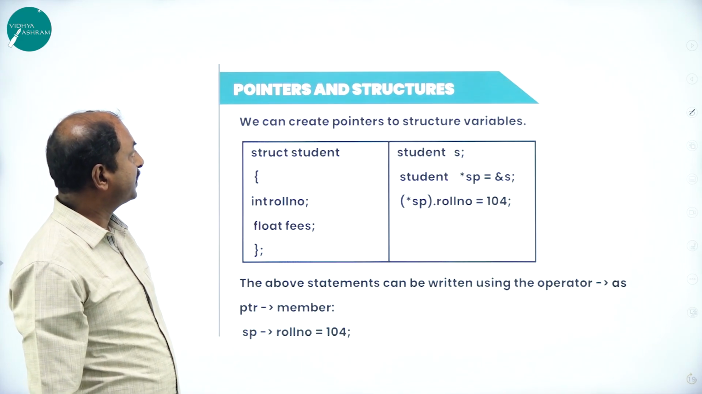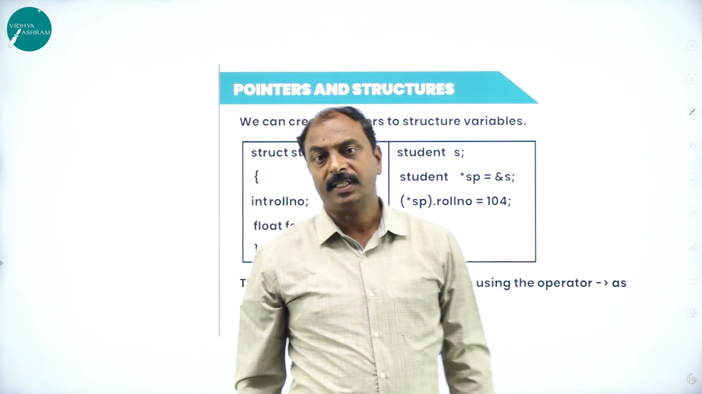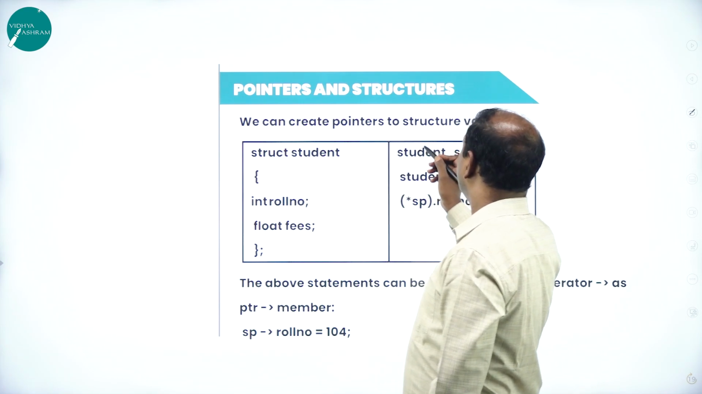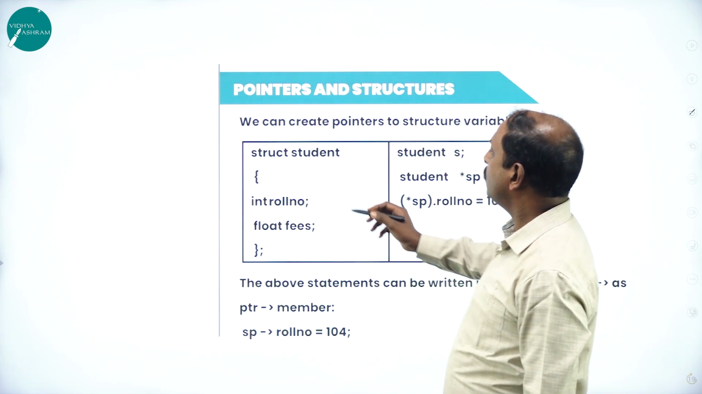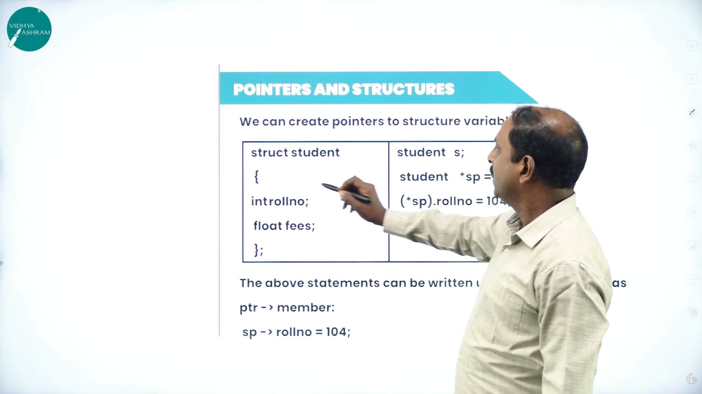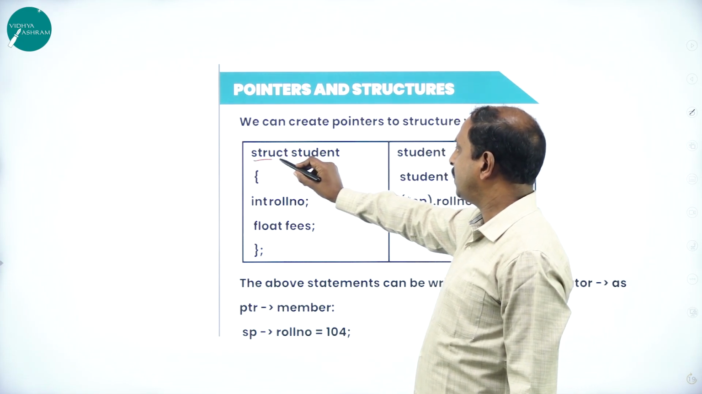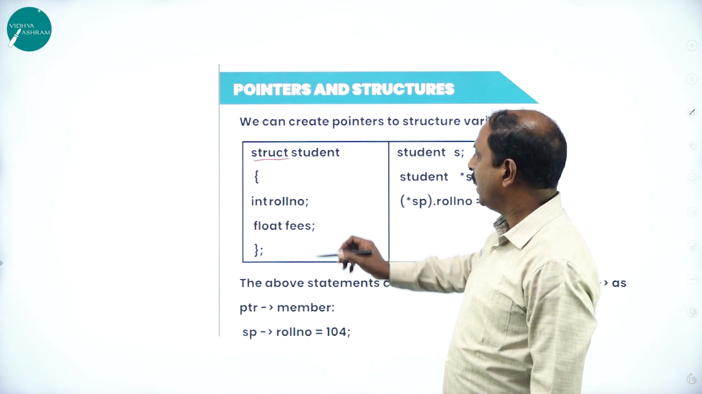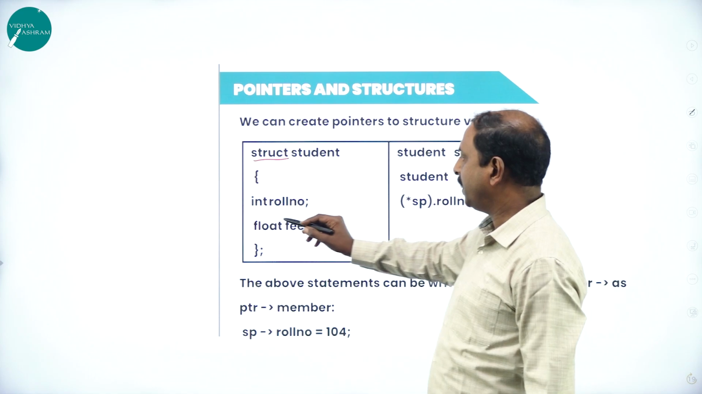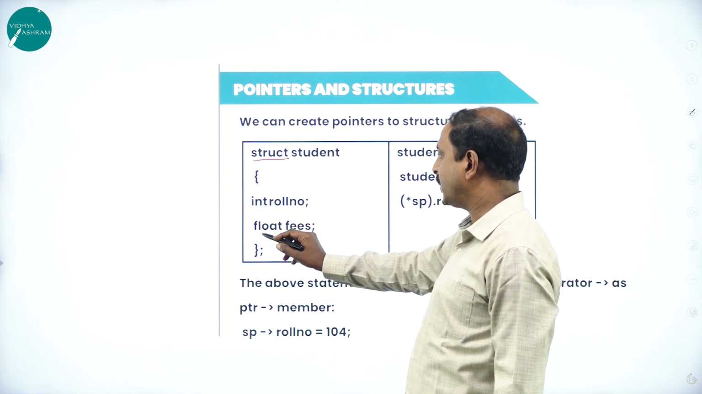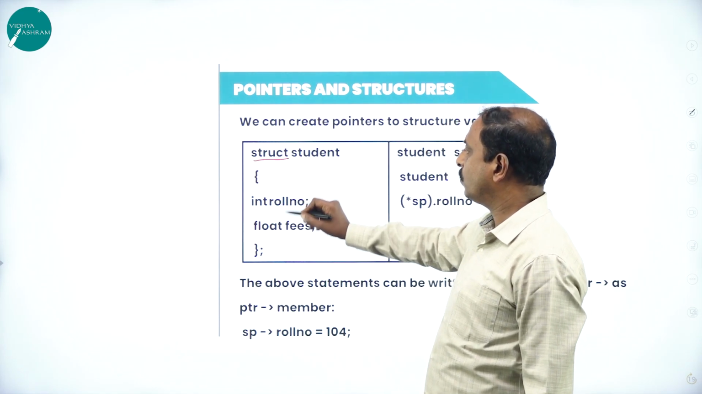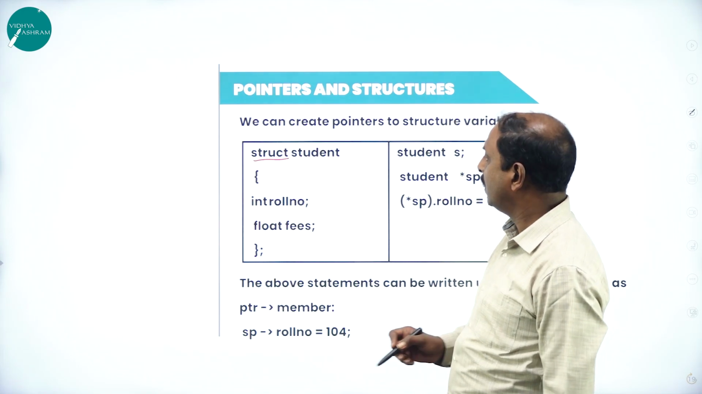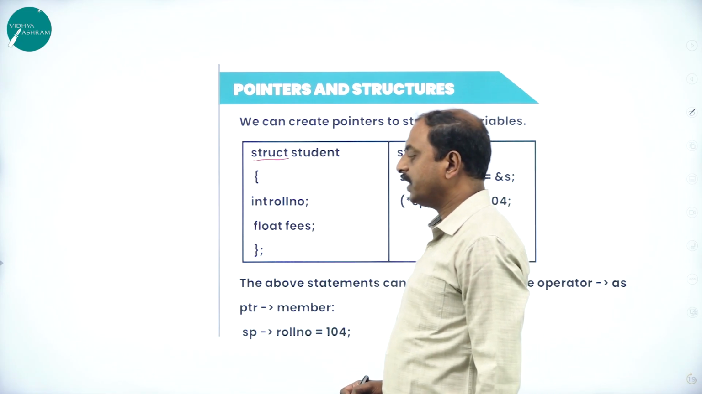Now let us move on to the next slide. And here, pointers and structures. You know what structures are, which you have studied in your first PUC. This is how we declare a structure. Struct is a reserved word, and here student is the name of the structure. Inside this, we have the variables int roll number and float fees. These two are the variables, and we close the structure with a semicolon. So we are defining a structure.